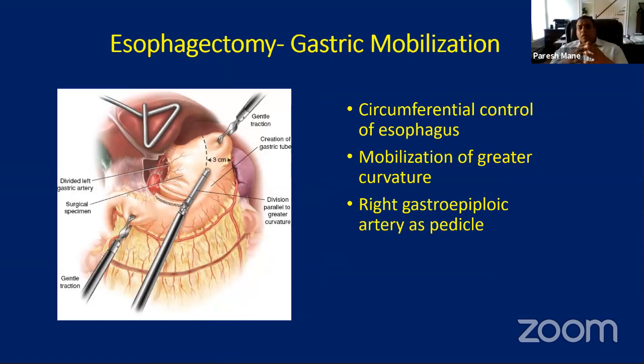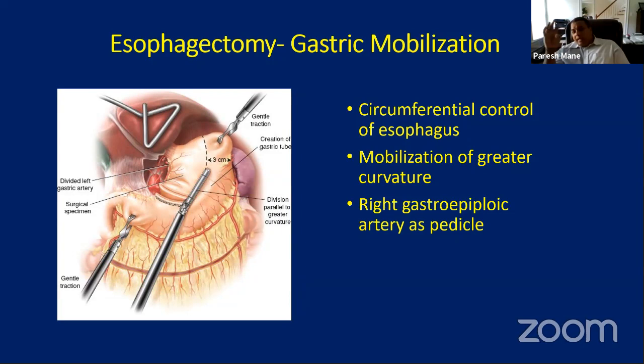The principles, as we continue here: you'll ligate the omental branches, maintain the right gastroepiploic. You'll keep about a 3 to 4 centimeter margin distal to the GE junction and create a stomach tube. There's a controversy as to how thick this tube has to be. I use 4 finger breadths.